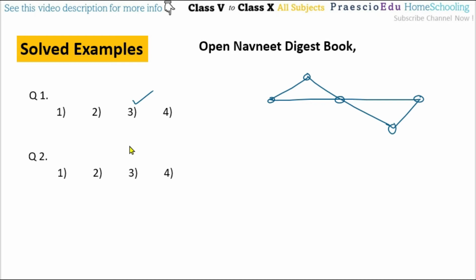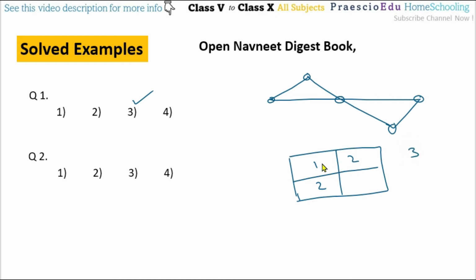Question number 2 on the next page. How many rectangles are there in the figure? There are figures like these. There is 1, 2 here and here the 2. If we add 1 plus 2, here the 3, and 1 plus 2, here the 3, then the multiplication of 3 and 3 gives us 9. So 9 is given in option number 4.